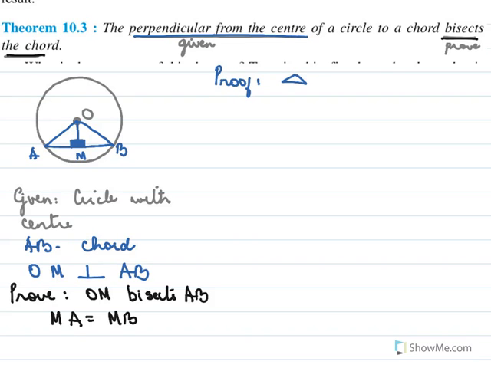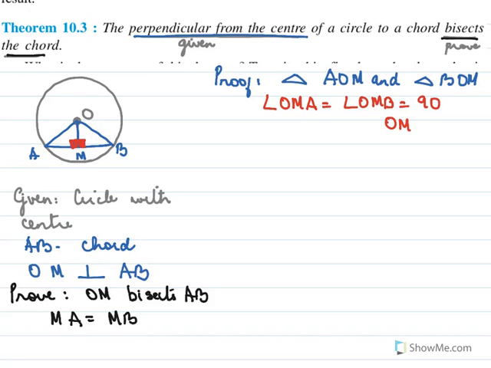Here we take triangle AOM and triangle BOM. We know one angle is 90. These angles are 90 because OM is perpendicular. So let's write that. So angle OMA equal to angle OMB equal to 90. And the reason, OM perpendicular to AB, it's given. Then we have a common. We have OM common. OM equal to OM, and that is common.